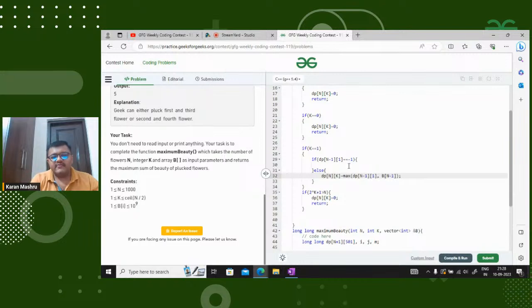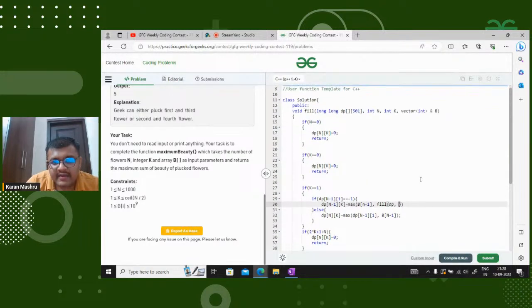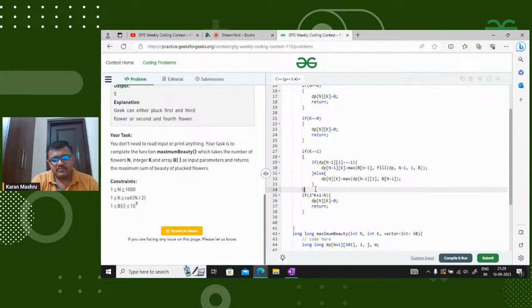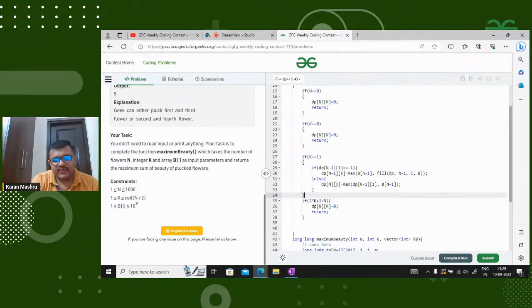Okay, so now till here we have calculated, and here what would be the case? dp of n minus 1 and k would be equal to max of b of n minus 1, or suppose we do not consider this, then I need to call the function fill, passing in the dp table, and I want to calculate n minus 1 and 1, right? Because that's the value of k, and I also need to pass the b, right? So this much of the base cases are clear, right? So we have completed this much.